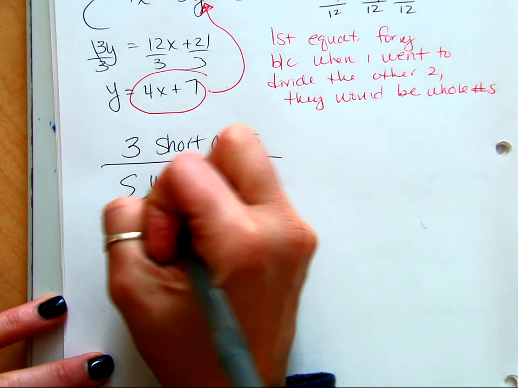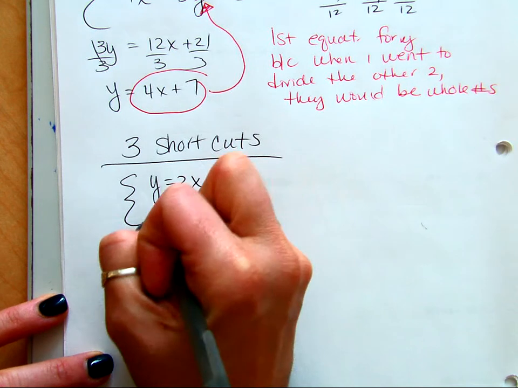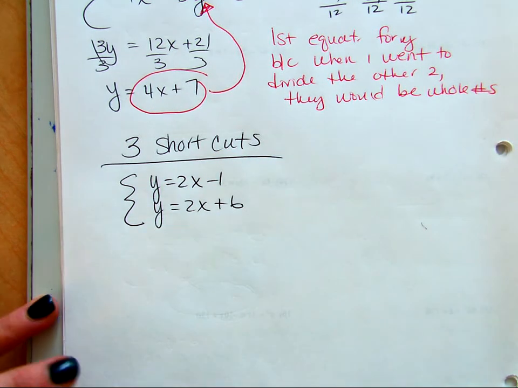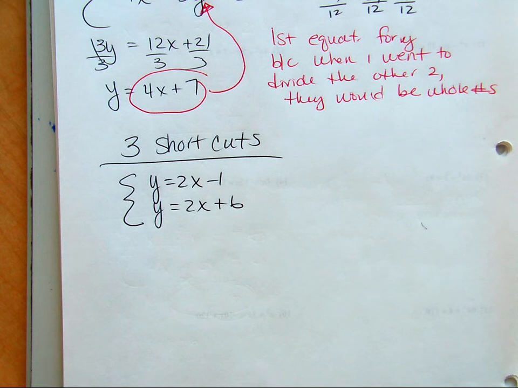So here's shortcut number 1. Y equals 2x minus 1. Y equals 2x plus 6. Shortcut number 1. If the whole purpose is where do these 2 lines meet, give me the ordered pair. And you can think back to anything we may have already learned. What would it be?